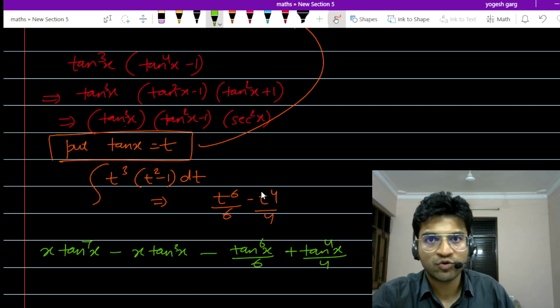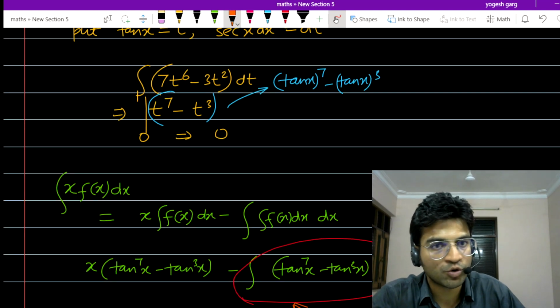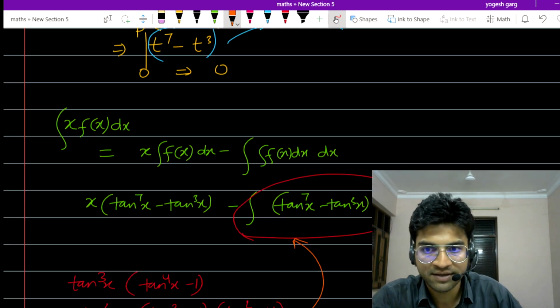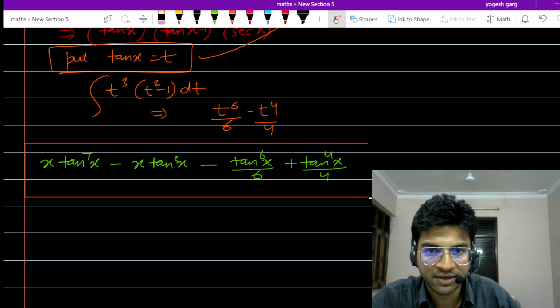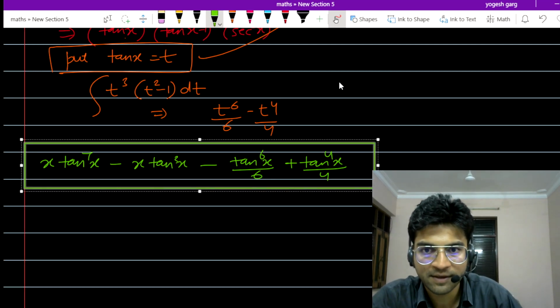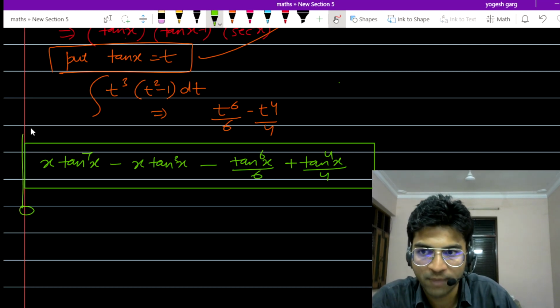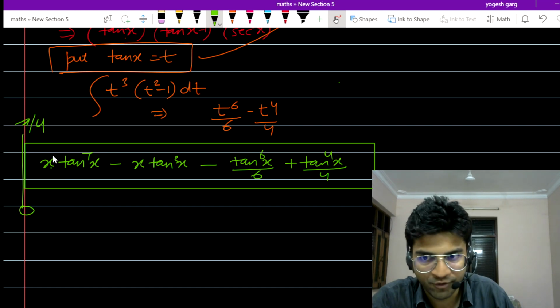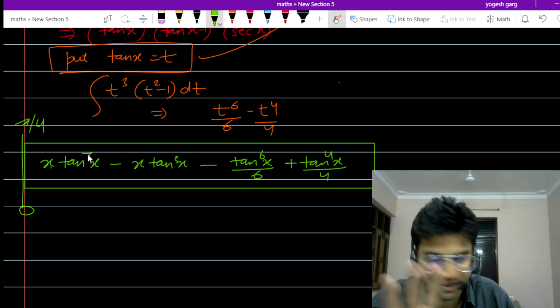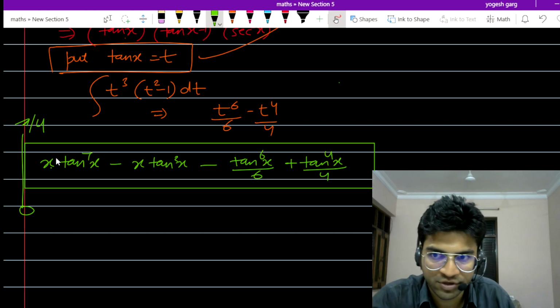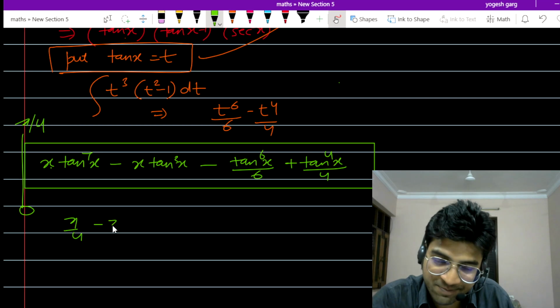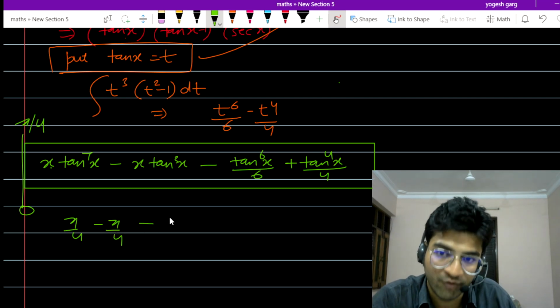But we have to put the limits as 0 to pi by 4, right? Put the limits as 0 to pi by 4. Let us evaluate. Put pi by 4. So pi by 4 into x, x into pi by 4. If you put pi by 4 in tan x, it will be equal to 1. So first term will be pi by 4 only, minus pi by 4 minus 1 by 6 plus 1 by 4.